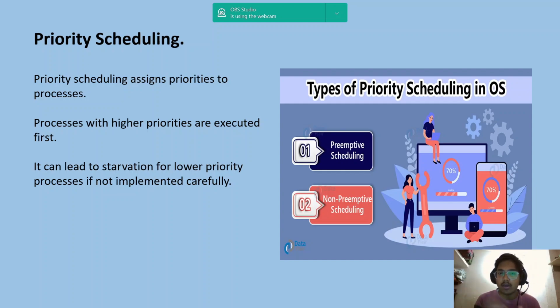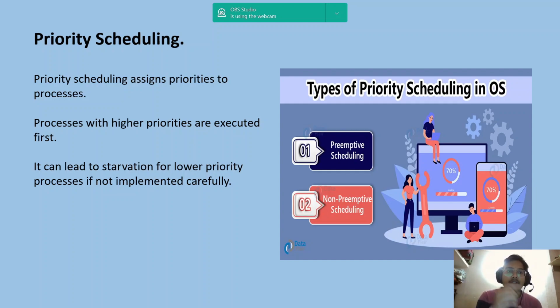Printer should get more priority because you can stop your songs for 5 seconds, but you cannot delay this printing. So printers are given more priority when the process is being executed on the back end of the system, right? So this is done using priority scheduling.